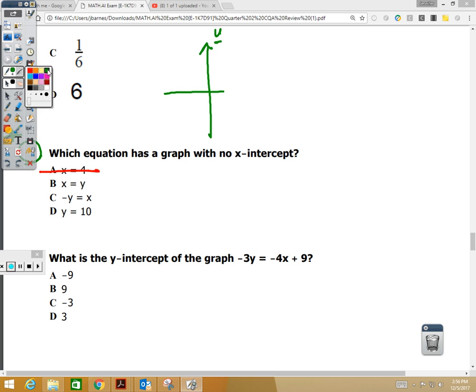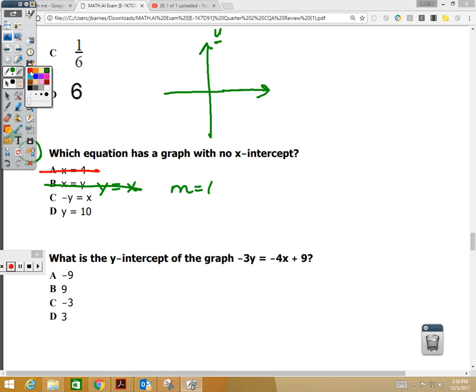Let's look at B. B says x equals y. Well, we always write things y equals x, don't we? Y equals whatever. So what is the slope in y equals x? 1. Slope is 1. So I said if the slope is 1, it's going to definitely intercept the x-axis, okay? So it's not B.